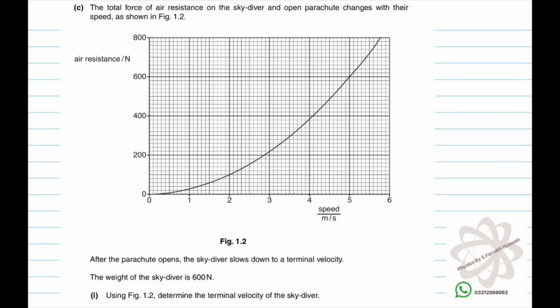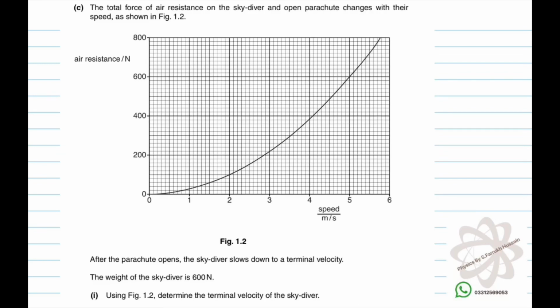In part C of this question, the total force of air resistance on the skydiver and the parachute changes with the speed as shown in figure 1.2. This is air resistance and this is speed. After the parachute opens, the skydiver slows down to a terminal velocity. The weight of the skydiver is 600 Newton. You have to use figure 1.2 to determine the terminal velocity of the skydiver.